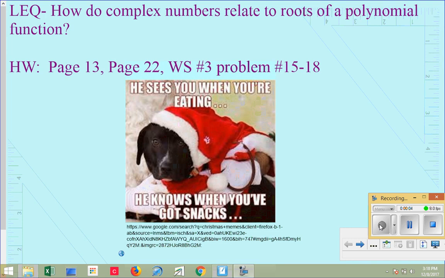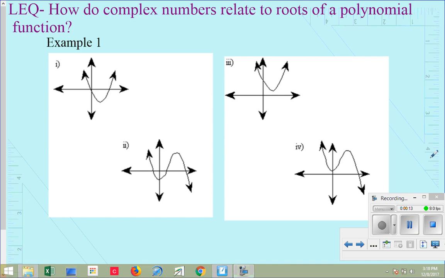Today's day 6 of Unit 5. So we started today just with the lesson, taking notes. So these first 4 graphs, you want to get those in your notes.